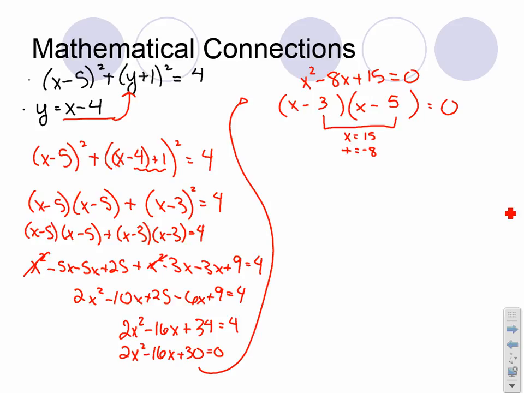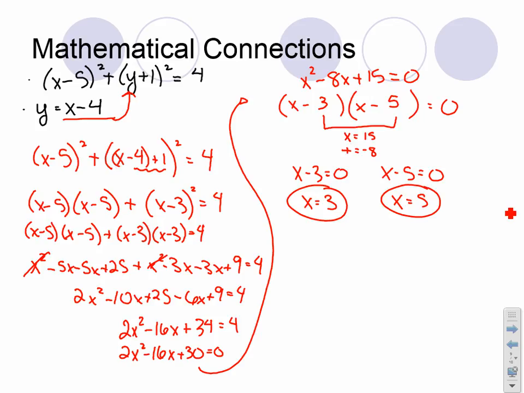We found our answers. Okay, so now what I have to do here is actually get what x equals. So x minus 3 equals 0, and x minus 5 equals 0. So x is equal to 3, and x is equal to 5. In Algebra 1, that's as far as you got. Now, here we're going to take it a little bit further, and I'm going to show you what this is exactly. And then in Algebra 2, you're going to take this even further. So what you just found, in this case, these 2 points are solutions to your equation. So there are 2 solutions.